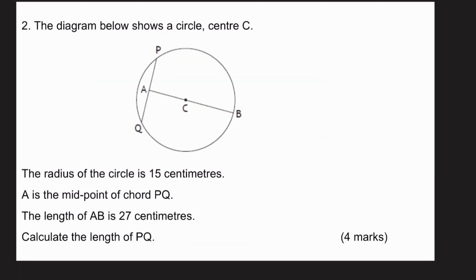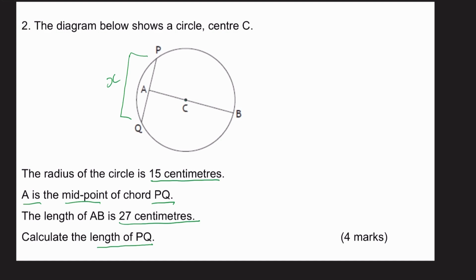And now moving on to question number 2. The diagram below shows a circle, center C. The radius of the circle is 15 centimeters. A is the midpoint of P and Q, and the length of A and B is 27 centimeters. Calculate the length of P and Q. So we're trying to work out what the length of this bar here is, P and Q. Let's put X there.